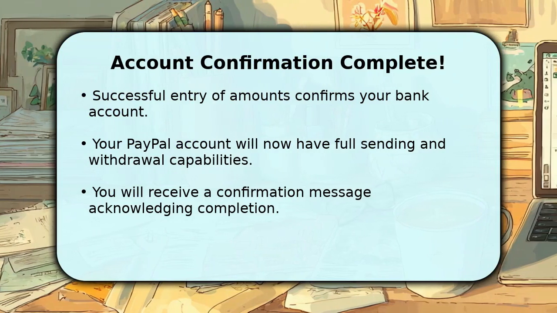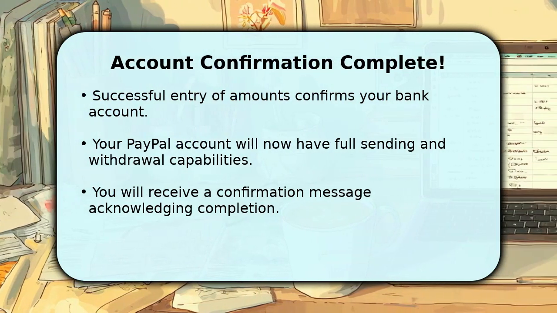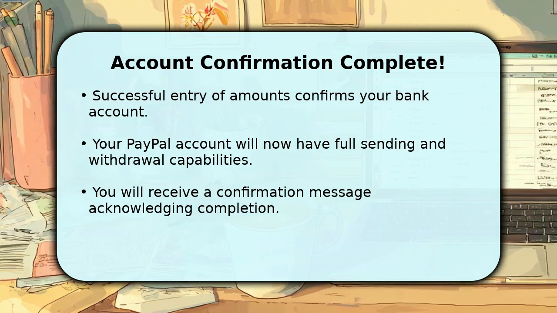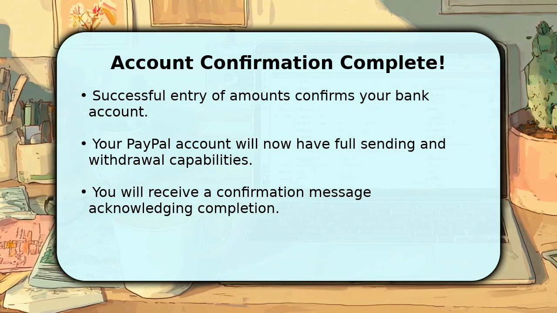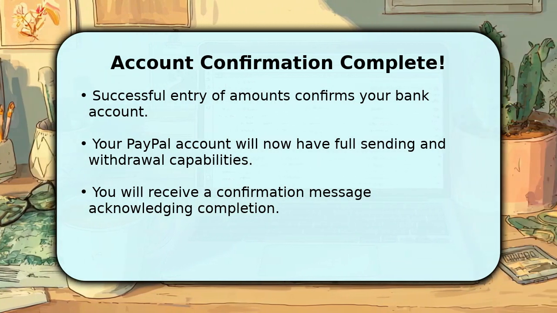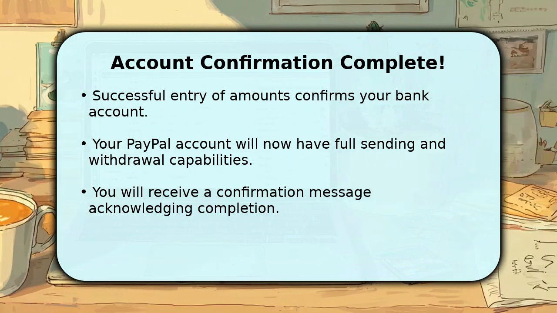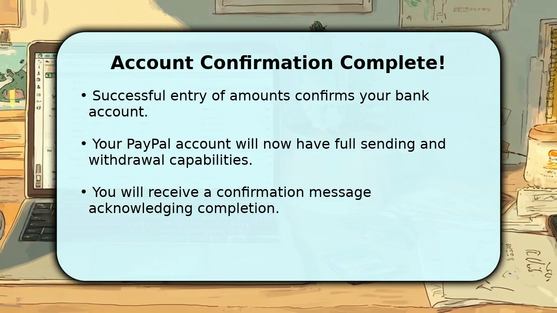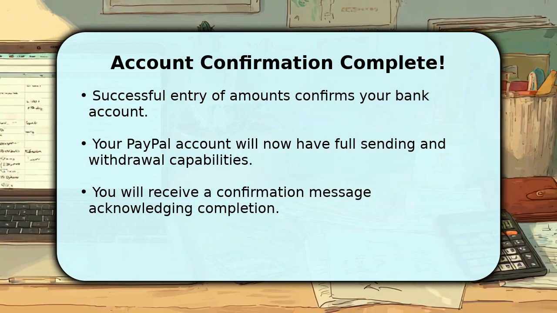After you correctly enter both deposit amounts, your bank account will be instantly confirmed. You will typically see a success message on your screen and potentially receive an email notification. This means your PayPal account now has full sending and withdrawal capabilities, removing previous limits. You can now confidently use your linked bank for seamless transactions and fund transfers with complete peace of mind.